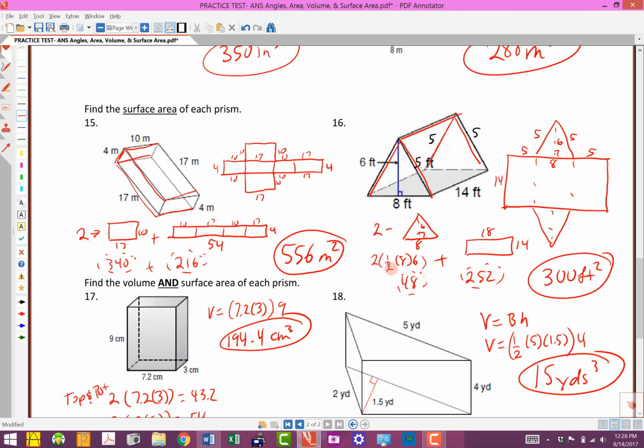So the formula for the area of a triangle is 1/2 the base times the height of 6. And again, we're going to have 2 of those, so those kind of cancel out. We get 48 here. Add those together, we get 300 square feet altogether.